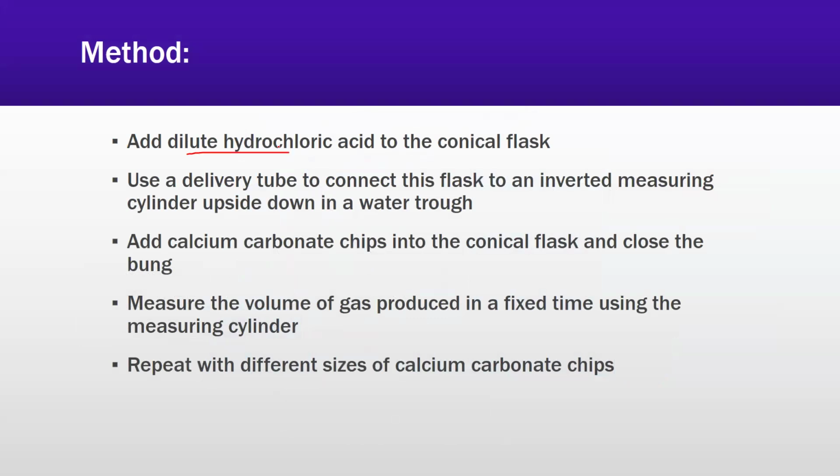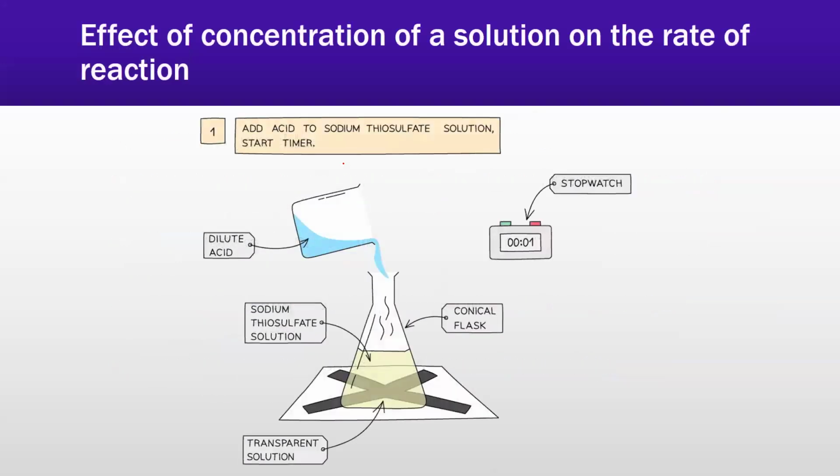So add dilute hydrochloric acid to the conical flask. Use a delivery tube to connect this flask to an inverted measuring cylinder. Add calcium carbonate chips into the conical flask and close the bung. Measure the volume of gas produced in a fixed time using the measuring cylinder and repeat the experiment with different sizes of calcium carbonate chips.